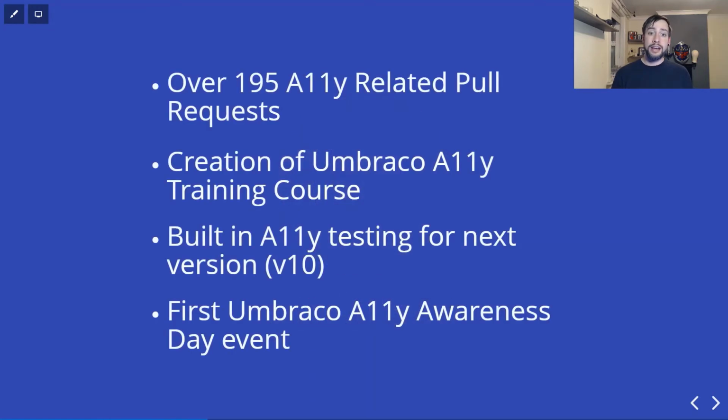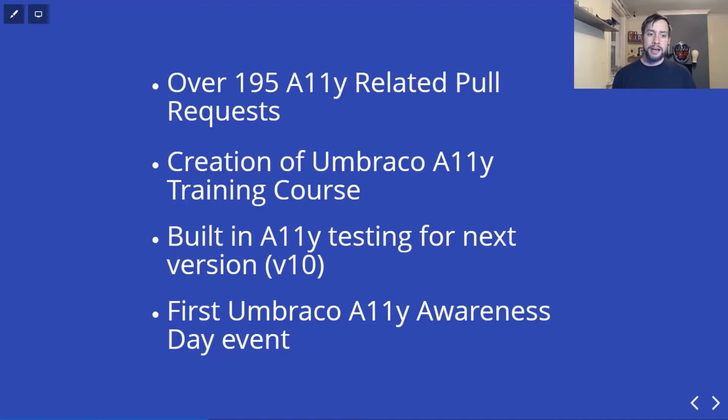As a little example of what we've been able to achieve in our short time so far, we've had over 195 accessibility-related pull requests merged into the core of the code. Umbraco themselves have created an Umbraco accessibility training course, and they've also built in accessibility automated testing for the next main version of the back-office system. This year, we were also able to put on our first Umbraco Accessibility Awareness Day event, which went down really well.